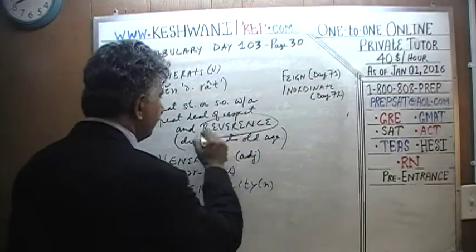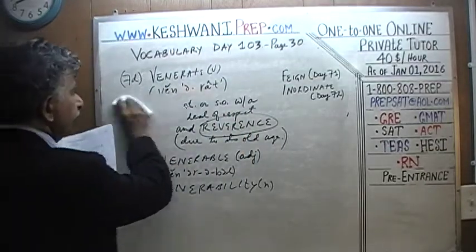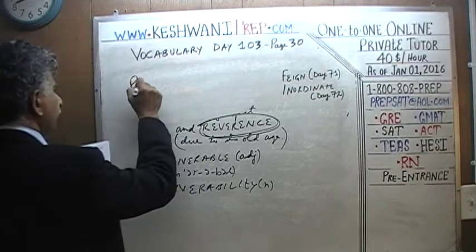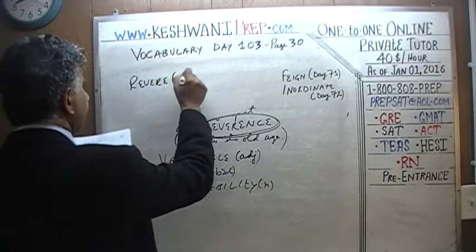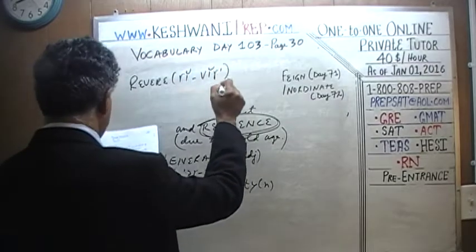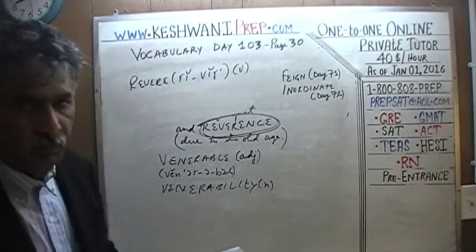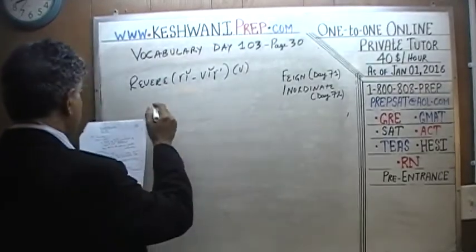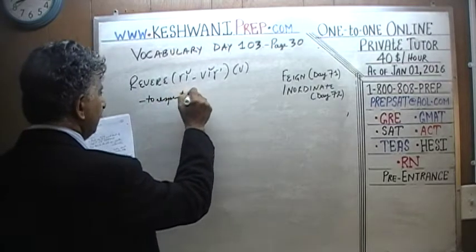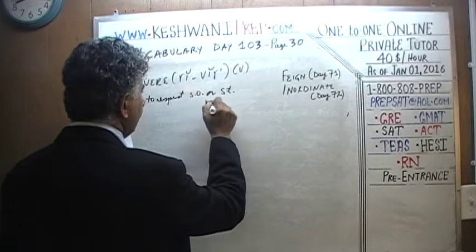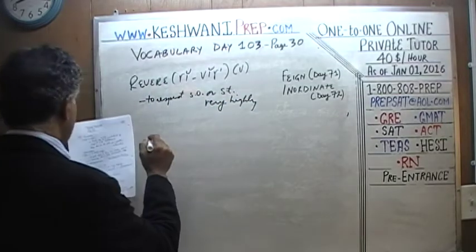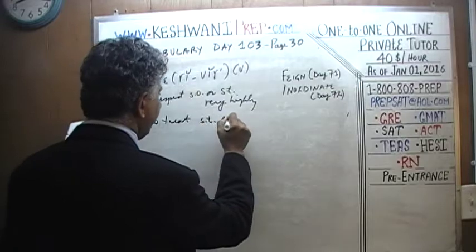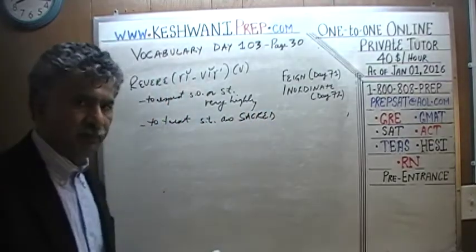Let's learn this word, reverence, shall we? The word reverence that we see here comes from the word revere. Again, it's a verb. What does it mean to revere? To revere means to respect someone or something very highly. To treat something as sacred.